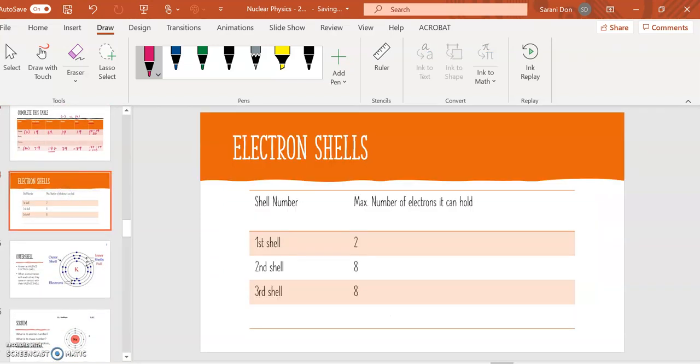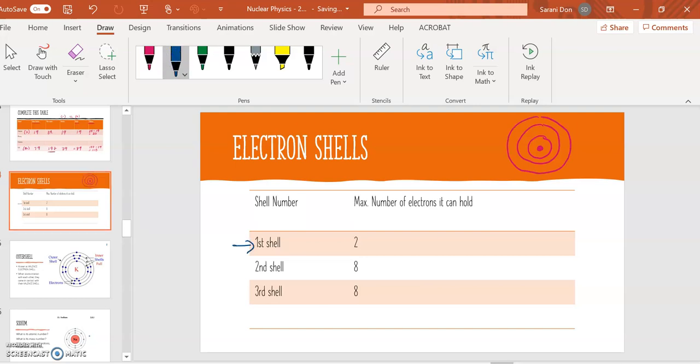Okay, the next thing is about electron shells. We know that each element has electron shells, but the number of electron shells is different depending on the element. So I'm just going to draw an element here. It's a random element that has 3 shells.